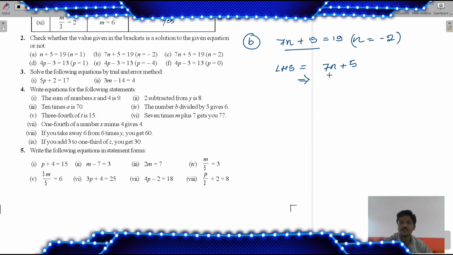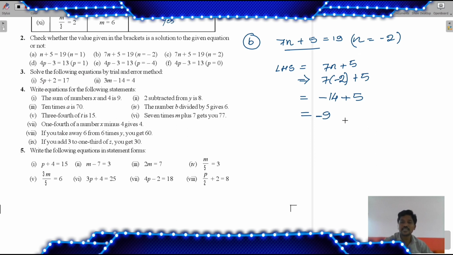When I substitute minus 2, 7 into minus 2 plus 5. We need to multiply 7 and minus 2. Plus into minus, 7 twos are 14, so minus 14. Then plus 5. Plus and minus, we need to subtract: 14 minus 5 is 9. Which sign is greater? The minus sign is greater, so we put minus here.